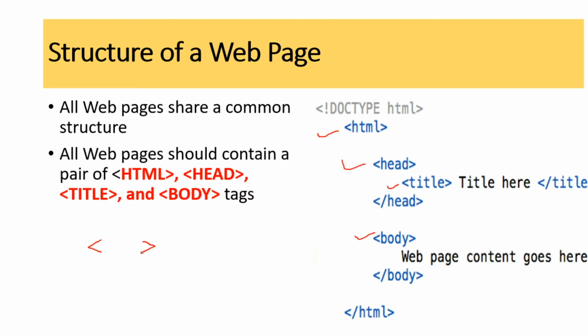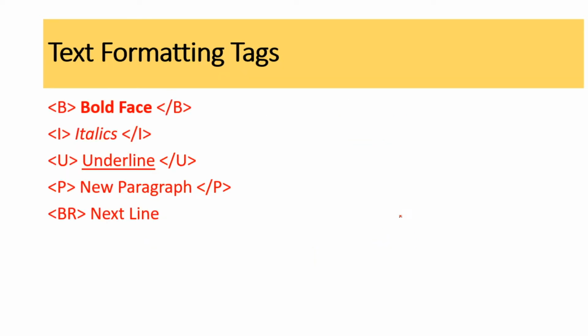So for each tag, we should have an end tag. For example, if you have the HTML open tag, it should have an end tag /HTML. If you have head as your open tag, you will have /head as your end tag. So this is the structure of a web page, and let us see a few commonly used formatting tags.